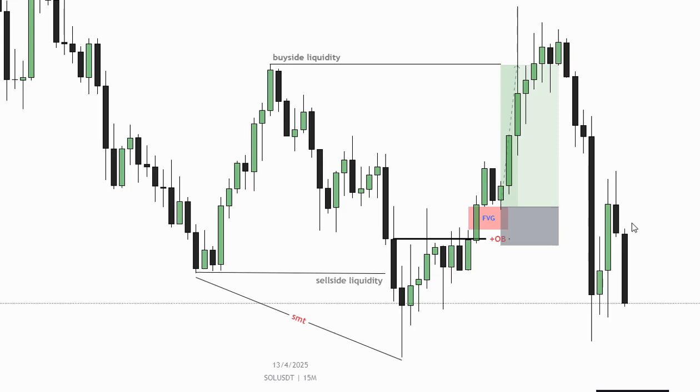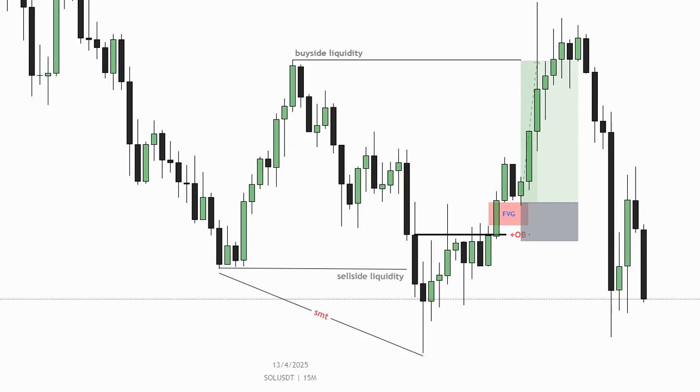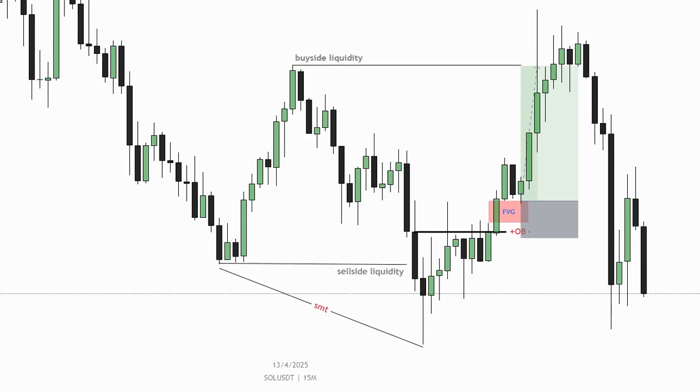So don't chase price. Target the easiest areas that are so close and so reasonable. Of course, previous days highs and lows, session highs and lows, those ones price most of the time tends to grab them before any retracements.